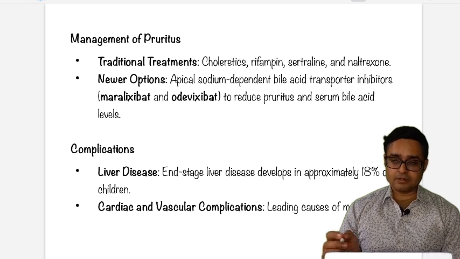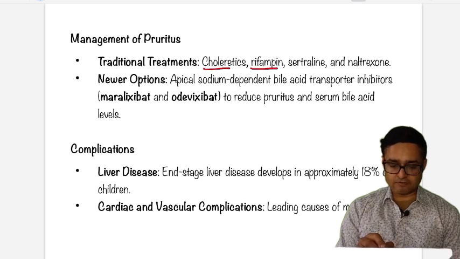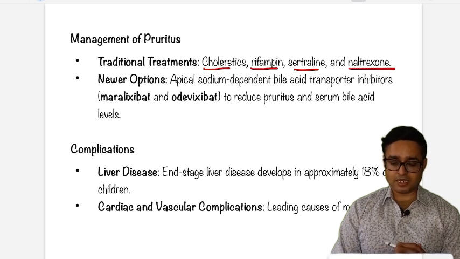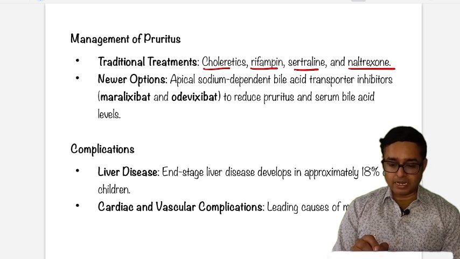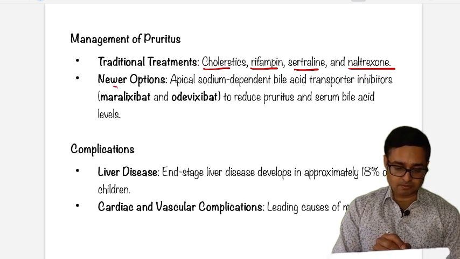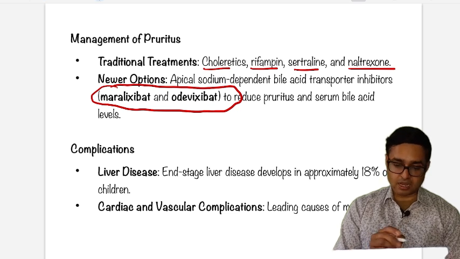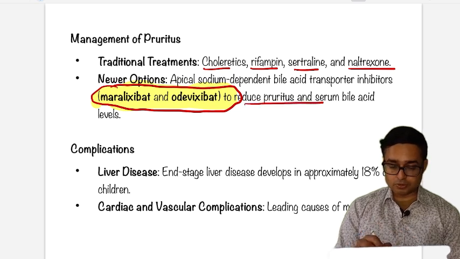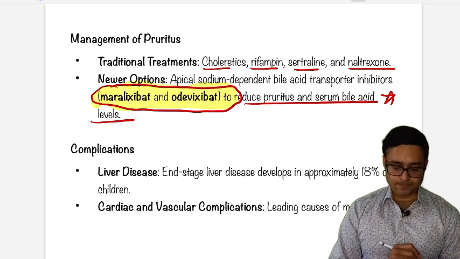So this is an important part. Management: you have to do traditional treatment like bile acid flow enhancement with cholerectics, rifampicin, sertraline, and naltrexone. Newer options, which are included in the new edition of Nelson, are apical sodium dependent bile acid transporter inhibitors. Just remember these two drug names, maralixibat and odevixibat. I'm just highlighting these two important drugs. These drugs reduce pruritus and serum bile acid level. These drugs are very, very important.